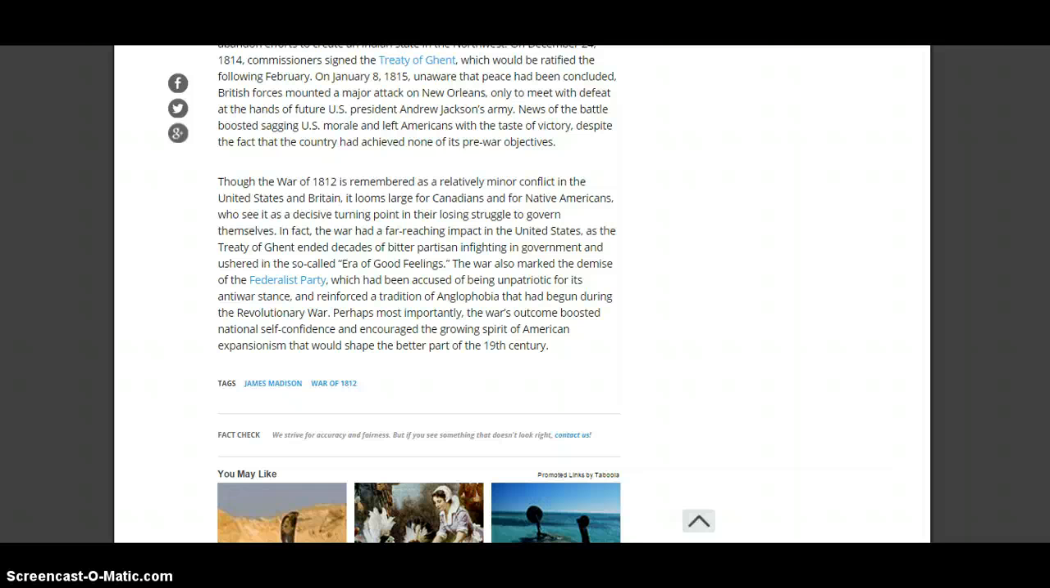The war also marked the demise of the Federalist Party, which had been accused of being unpatriotic for its anti-war stance, and reinforced a tradition of Anglophobia that had begun during the Revolutionary War. Perhaps most importantly, the war's outcome boosted national self-confidence and encouraged the growing spirit of American expansionism that would shape the better part of the 19th century.